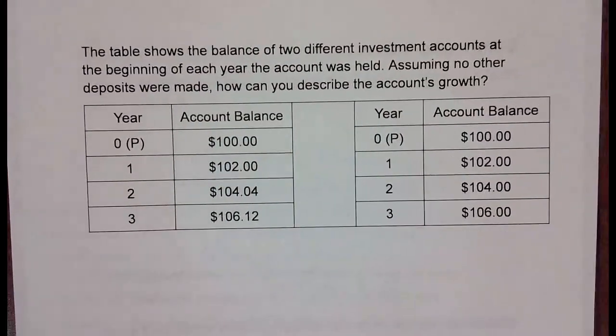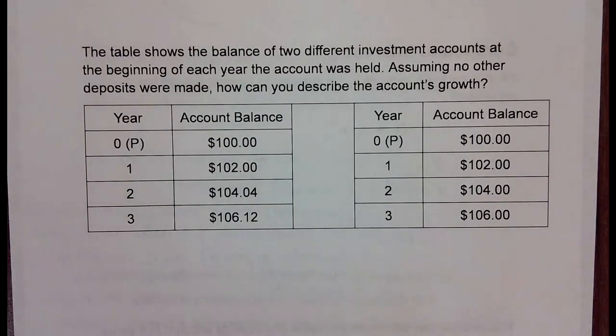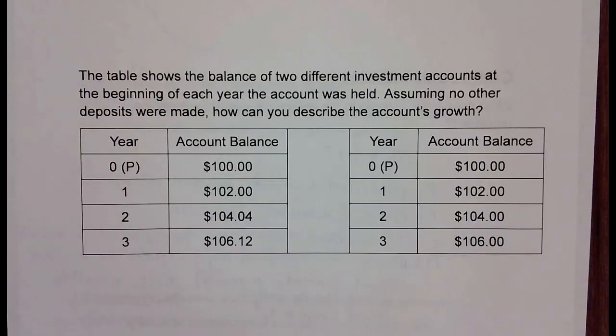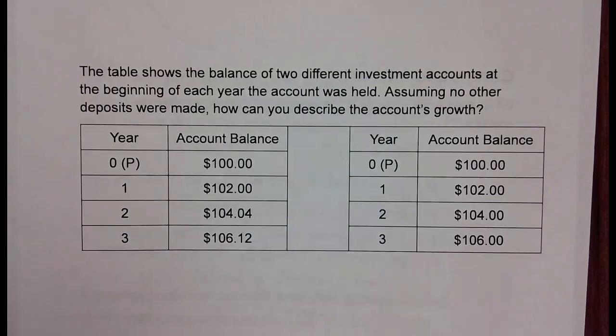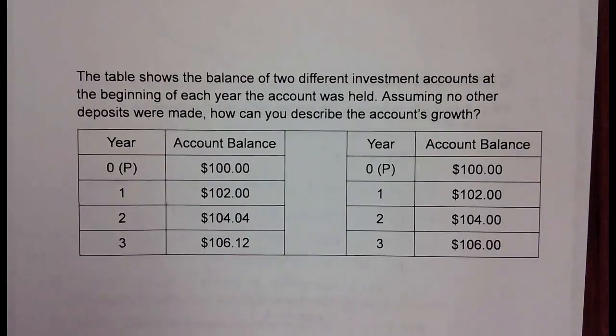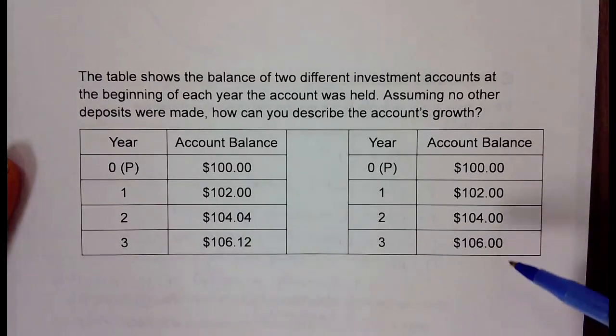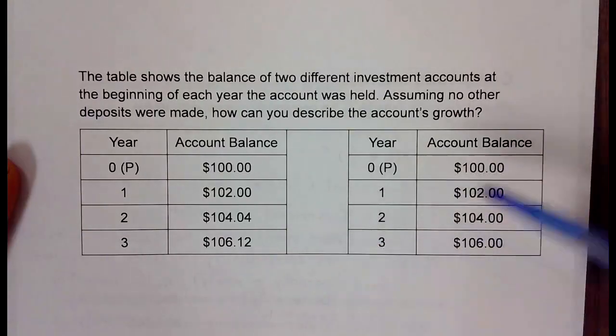Now we're going to look at 2 different accounts. The table shows the balance of 2 different investment accounts at the beginning of each year that the account was held. Assuming no other deposits were made, how can you describe the account's growth? So these accounts are only growing because of the interest that they're earning, not because of any money that's being put in outside of interest. I'm going to look first at this one because it's a little bit simpler than this one.